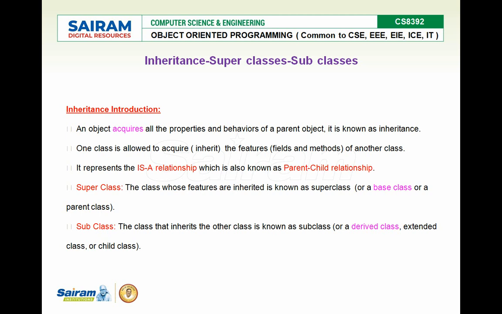Inheritance represents an is-a relationship, which is also known as a parent-child relationship. We have two classes here, superclass and subclass. A class whose features are inherited is known as a superclass, or it can be called a base class or parent class. Now we will see subclass. A class that inherits another class is known as a subclass, or it can be called a derived class, extended class or child class.